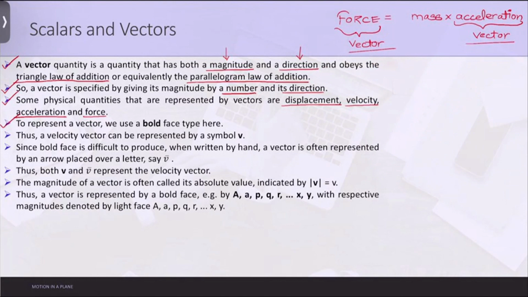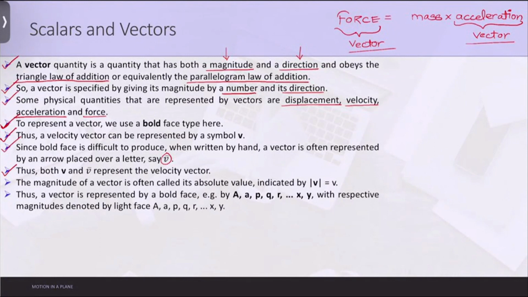Thus, a velocity vector can be represented by a symbol v in bold. Since boldface is difficult to produce when written by hand, a vector is often represented by an arrow placed over a letter, say v bar. Thus, both bold v and v bar represent the velocity vector. First of all, we are understanding the representation. Then we will keep on adding the different properties of vectors as the slides go by.